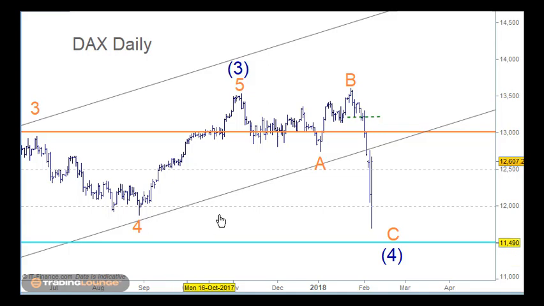We'd been tracking the DAX in terms of a wave 3 here, and then an A wave here, a B wave here, and then we were looking for the C wave down, and we were looking for shorts and so on and so on. And we'll look at this detail here in a moment.